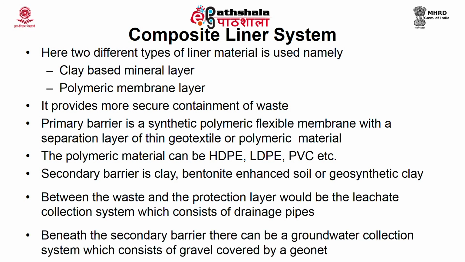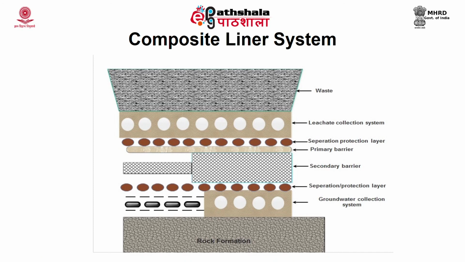Now beneath this secondary barrier again you can have a groundwater collection system which consists of gravel covered or lined with a geonet. Again this is an optional system. Now this figure shows how a composite liner system will look like.